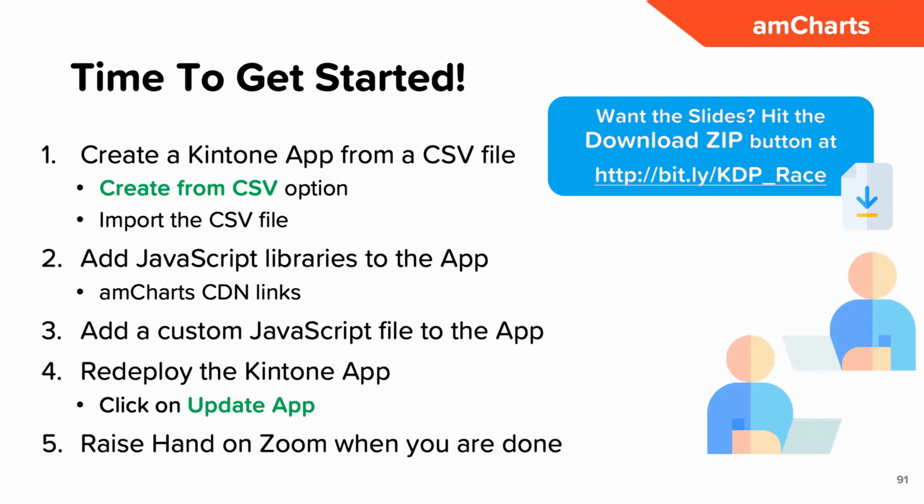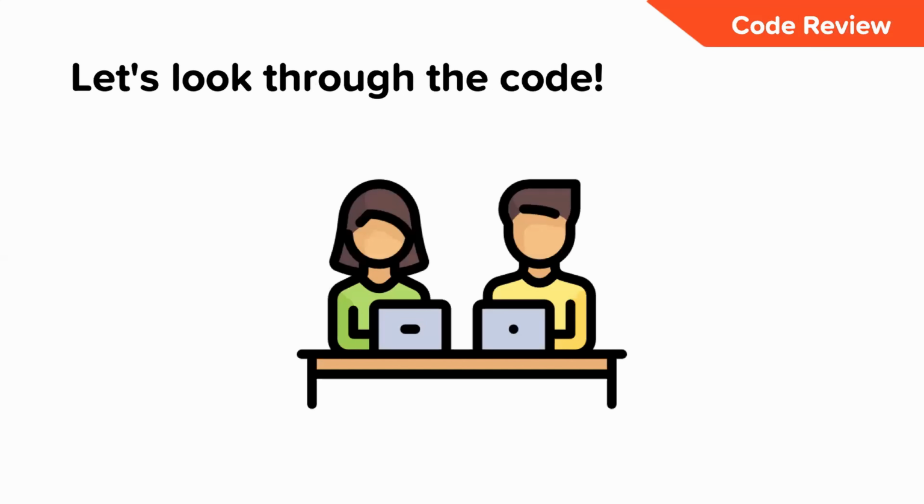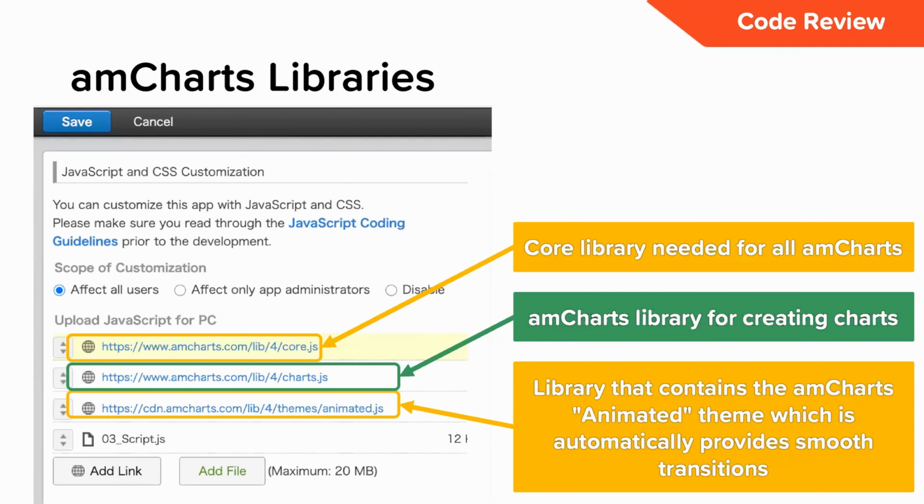At this point, go ahead, follow these steps, and begin looking through the code, which is, I know, the juice of what you're here for. So let's start by talking about the files that we configured to run with this JavaScript and CSS customization page. That first file, core, is what's needed in order to run everything on amCharts. Charts.js is the library for creating charts, and animated.js is a theme which provides smooth transitions and makes things look better.